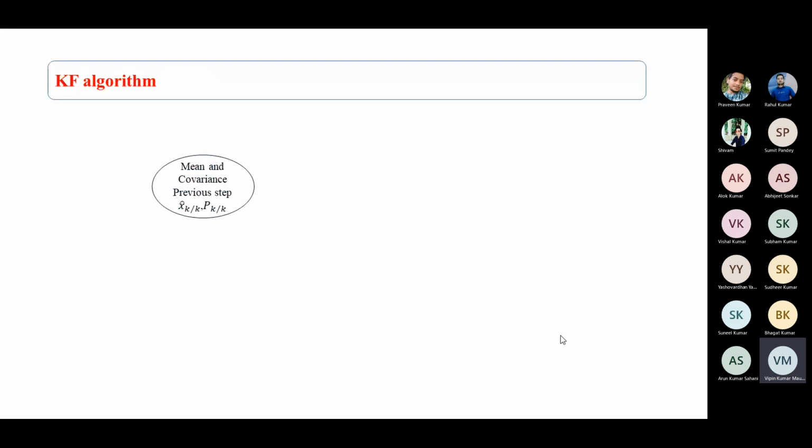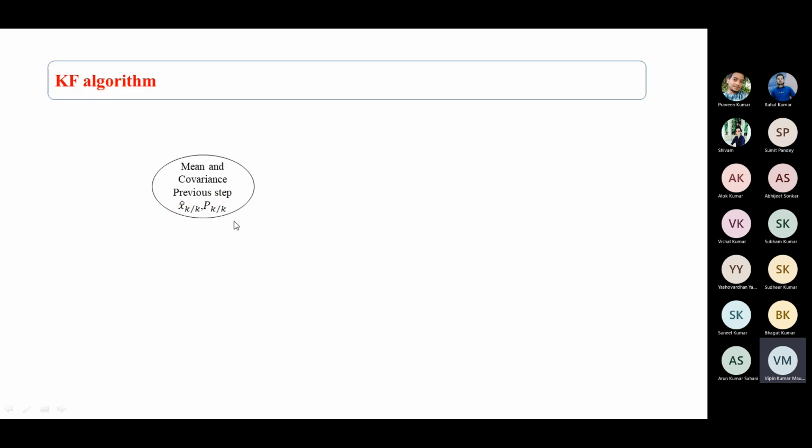You can see from here. Suppose we have some initial values, and I have written xk by k, Pk by k. It is the mean and covariance value. What does k by k mean? We have the value at k, and we have used the observations of time k here. It is a little confusing. Yes, xk by k is the estimate at time k using the observation of k. This is the covariance matrix at time k using the measurements at time k. These are the initial adjusted values, or any initial value.